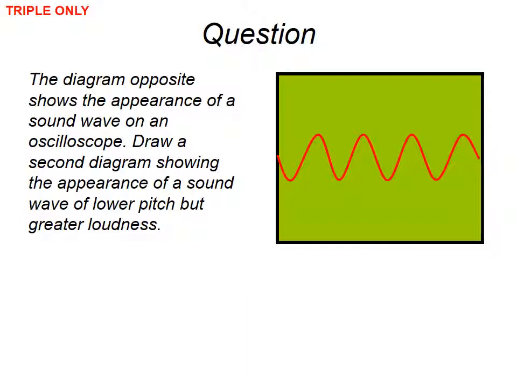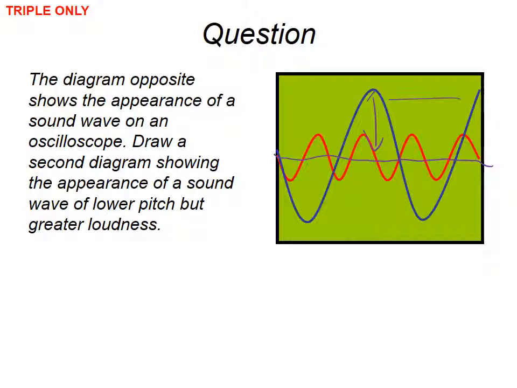So the diagram opposite shows the appearance of a sound wave in an oscilloscope. Draw a second diagram showing the appearance of a sound wave of lower pitch but greater loudness. Again, pause the video now and see what you come up with. Okay, so you should have seen that if we make that the baseline, there's your increase in amplitude, but it's also of a lower frequency because the wavelength has increased, so the frequency has decreased.